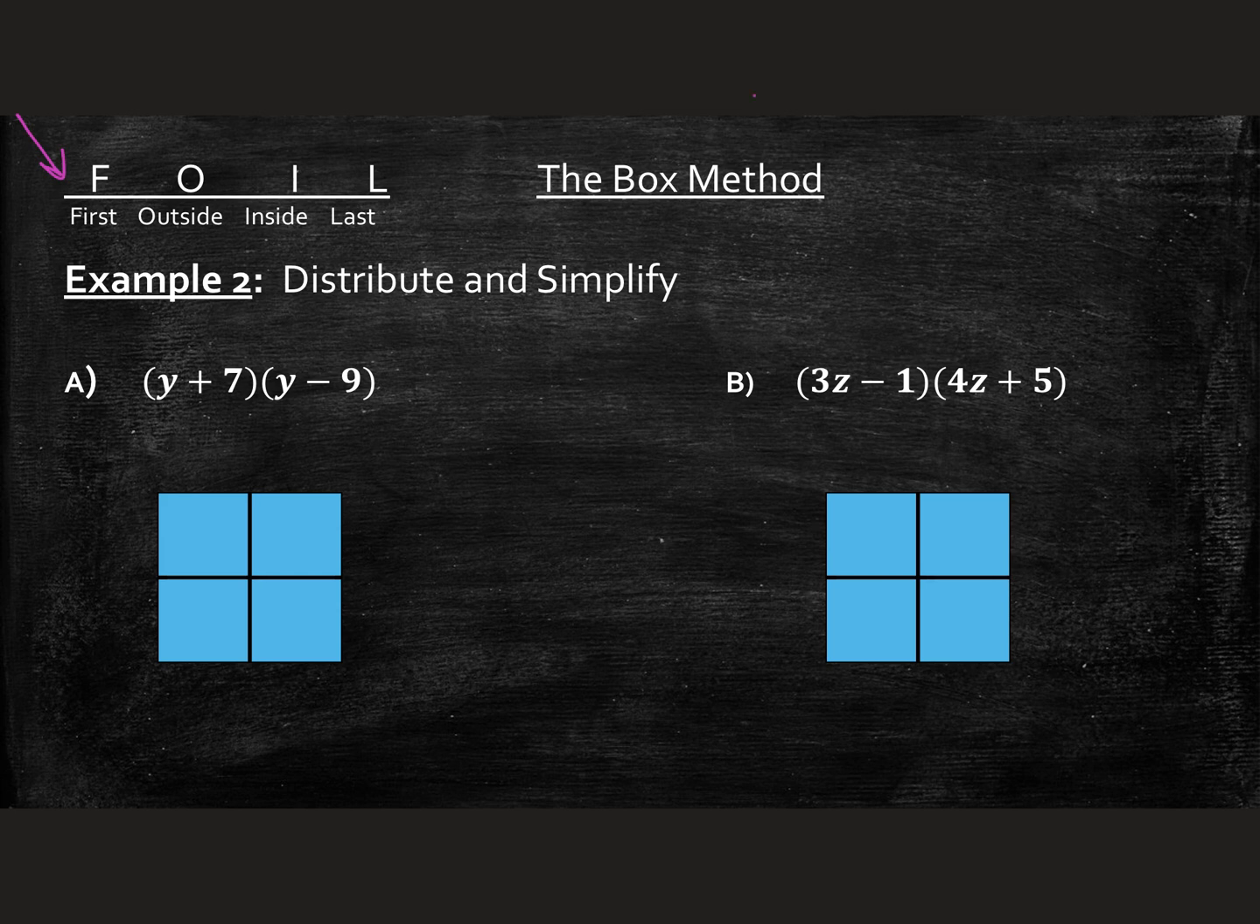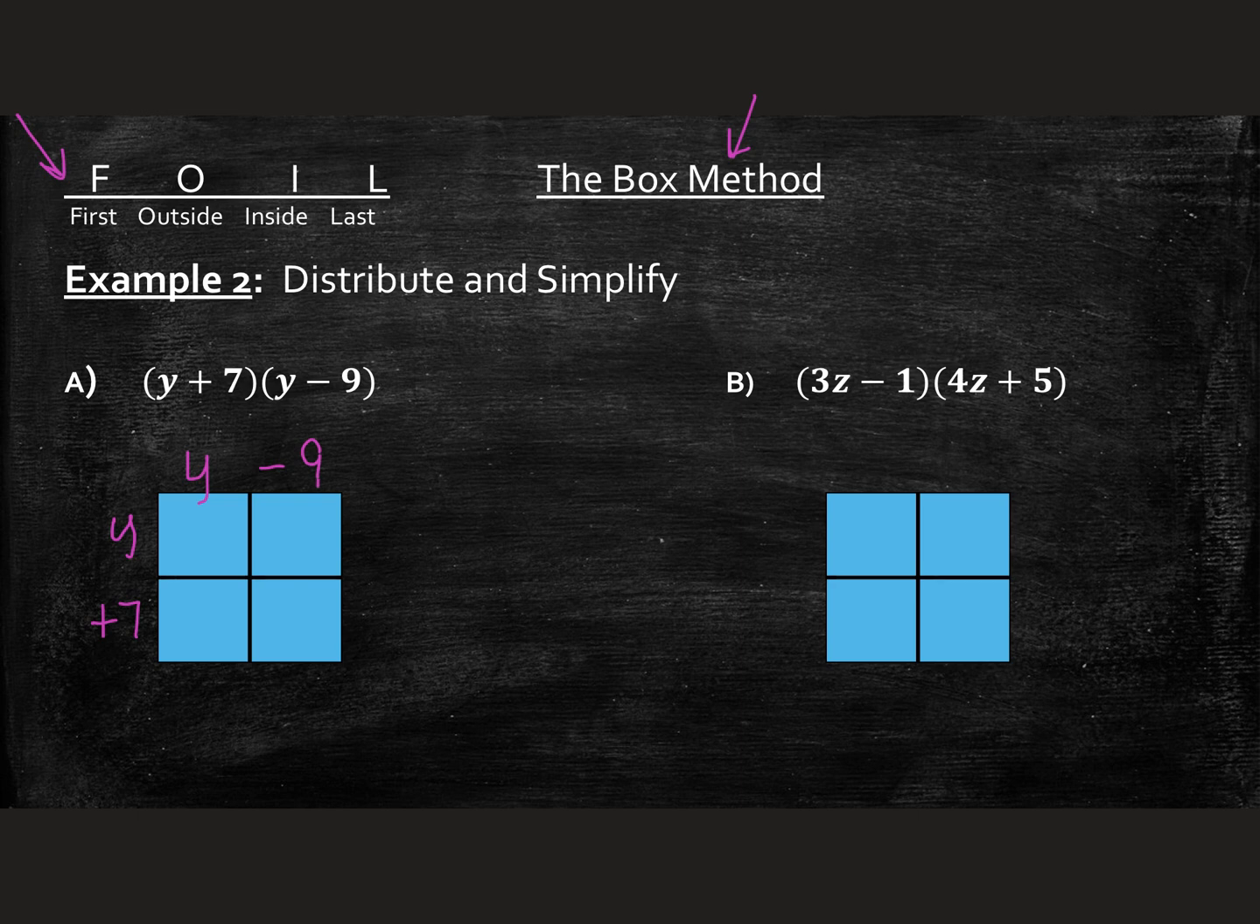I'm going to show you a method called the box method. The reason I'm showing you this method is because it helps you keep it organized, but it's also going to help when we start to factor, which is working backwards. To use the box method, you write one of your binomials on the left side. So let's put that first one, y plus 7. And the second binomial goes across the top, y minus 9.